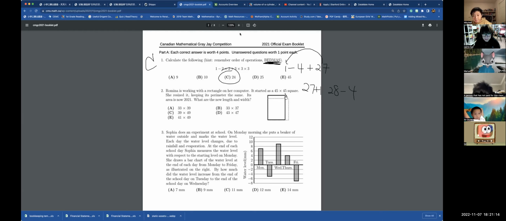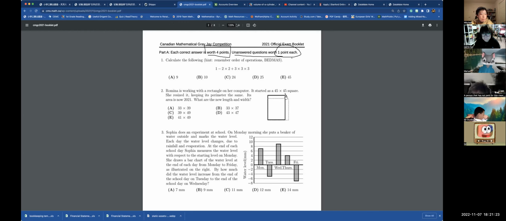Okay, so everybody, you can see each correct answer is 4 points and an unanswered question is 1 point. Wait, 27 plus 1? Yeah, 1 minus 4 plus 27, right? So 1 minus 4 equals what? Is it -3? -3 plus 27 is 24. You don't need to do the negative; just add 1 and 27 first. Yes. So that means if you get this question right, you get 4 points.